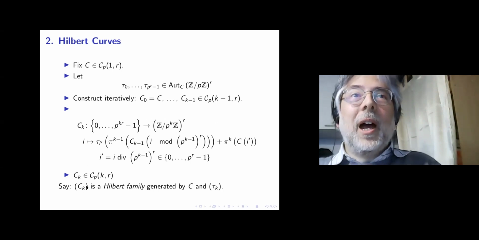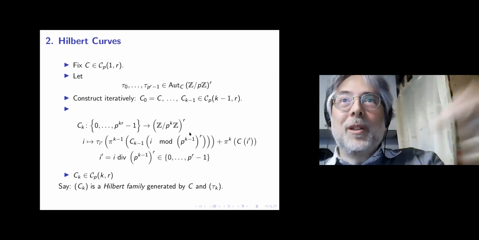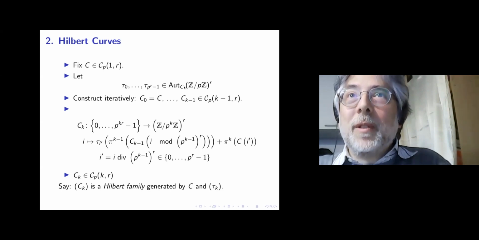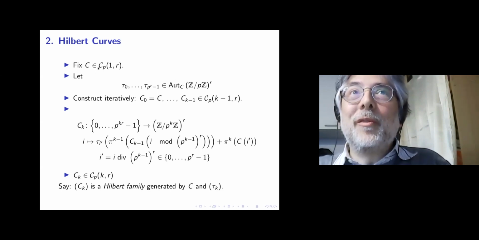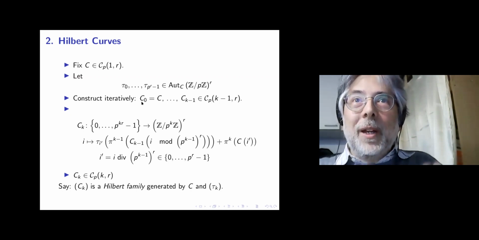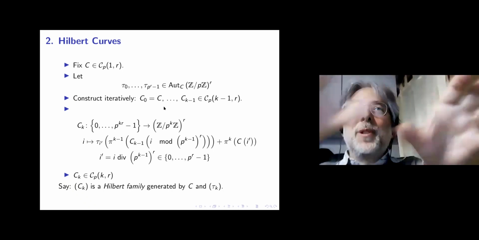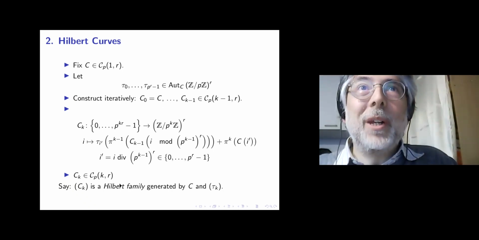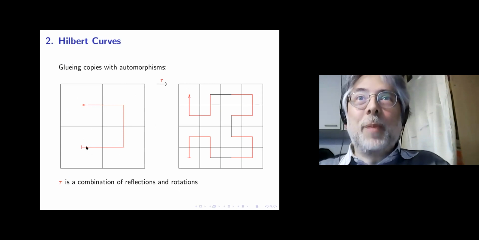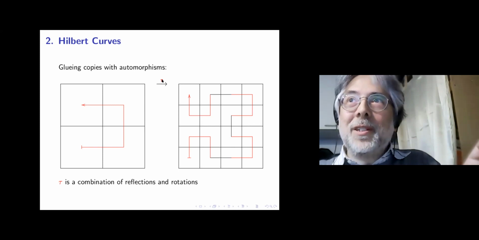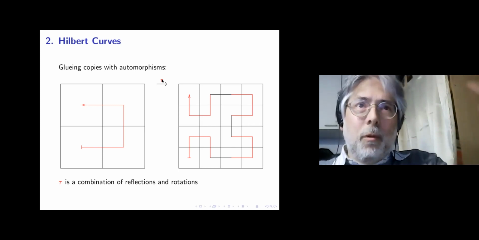And then you get a so-called Hilbert family if you just iterate this process. So what you have is you fix a number of C automorphisms for your starting curve in the first level. And then you take copies of these, and with the automorphism, you get other kinds of curves, and then you glue them together. And this is your Hilbert family. I'll explain this in this picture. Here you have this first iteration of your Hilbert curve. And then you have a tau, a family of reflections and or rotations.